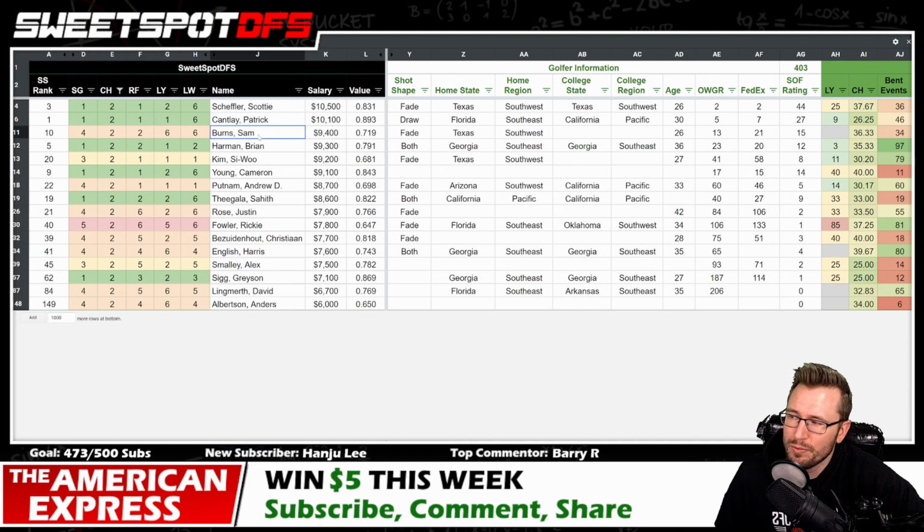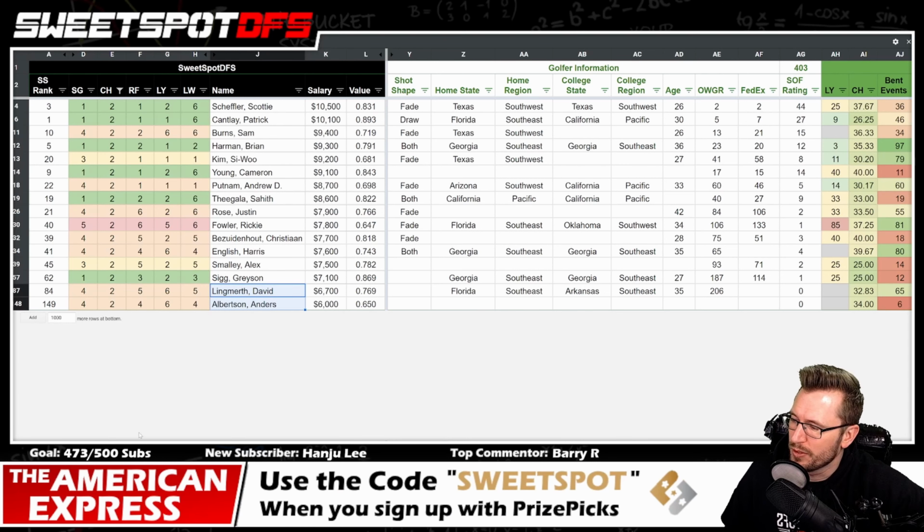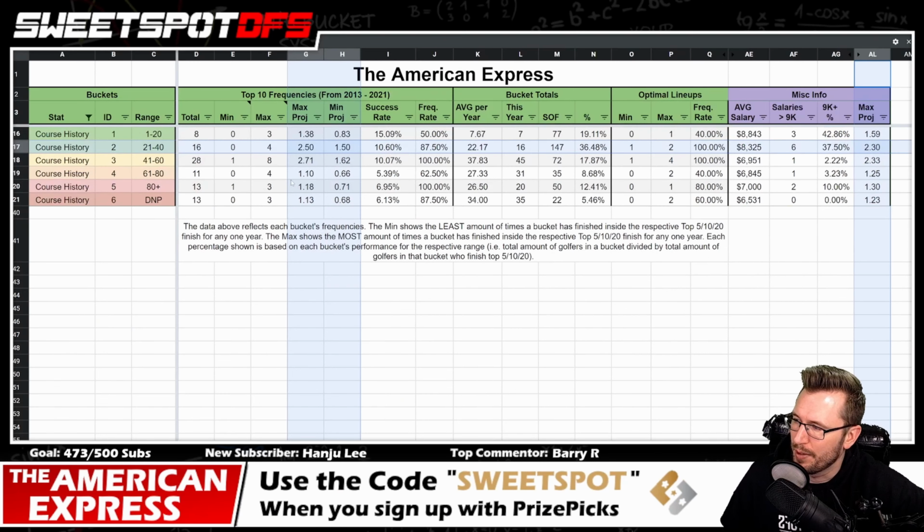If it's not those two, Burns is a great choice. Harman's a great choice. Cameron Young, yeah, another good choice. Sahith Theegala, I like that guy. We could really make arguments for just about each of these guys, except for probably Lingmerth and Albertson. So, hard bucket to choose, but you want somewhere between 1 to 3 out of that bucket. Looking at Course History 3s, 1 to 3 here as well. Everything's the same as the last bucket. So let's take a look.